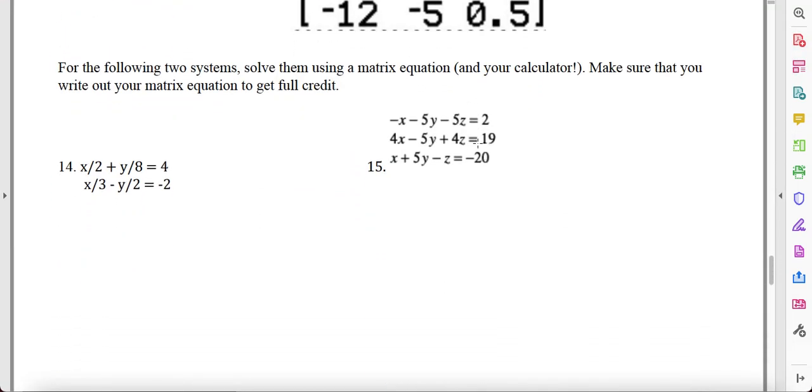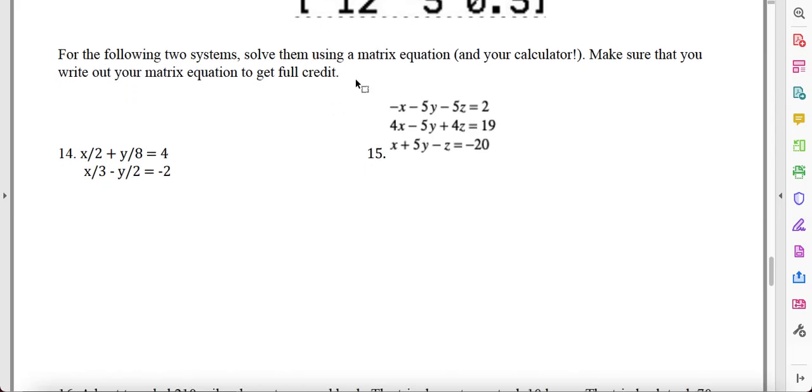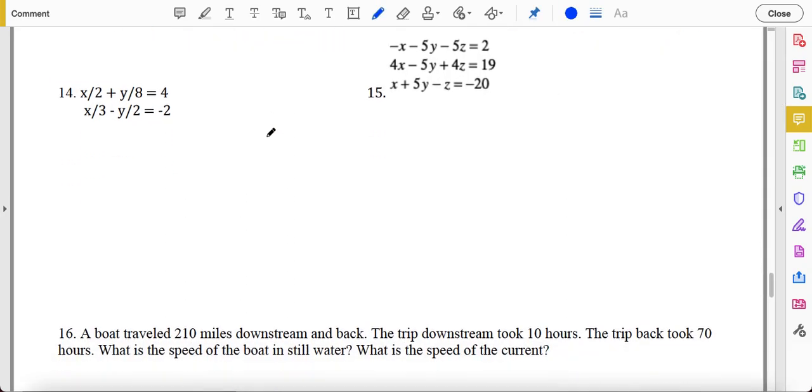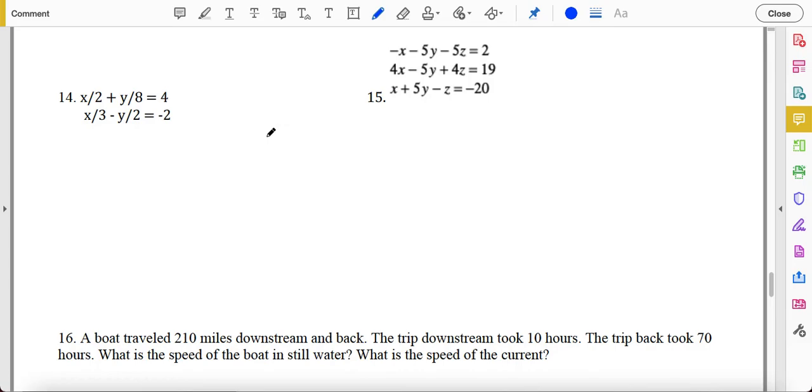Okay. Now, for the following two systems, for 14 and 15, we are solving them using a matrix equation and our calculator, and we make sure that we write out the matrix equation to get full credit. Okay, so here we go. x over 2 plus y over 8 equals 4, and then x over 3 minus y over 2 equals negative 2. Now this is a fancy equation we can rewrite as, remember, x over 2 is the same thing as 1/2 x.